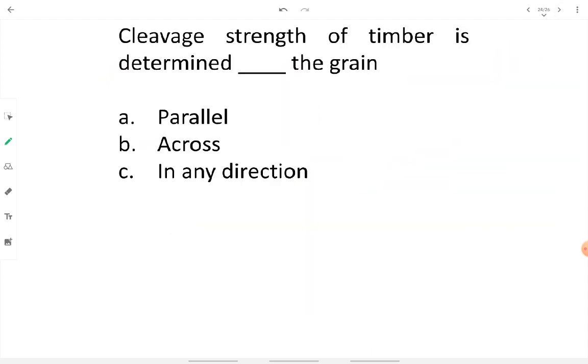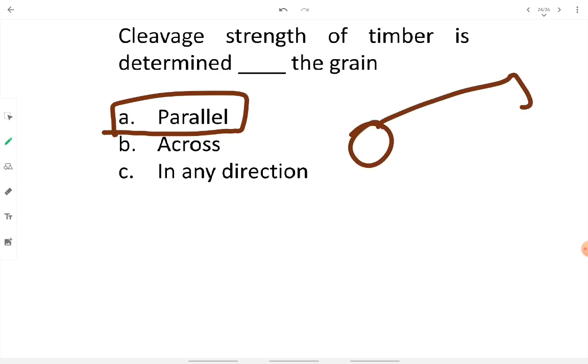Cleavage strength of timber is determined, fill in the blank, the grain. Is it parallel, across, or in any direction? Cleavage strength is nothing but its splitting strength. The direction in which it can be split easily is its splitting strength, and it is determined only along the grain direction. Along the grain direction or grain orientation means parallel to the grain.